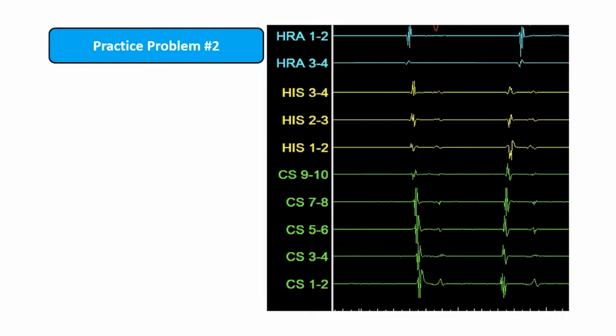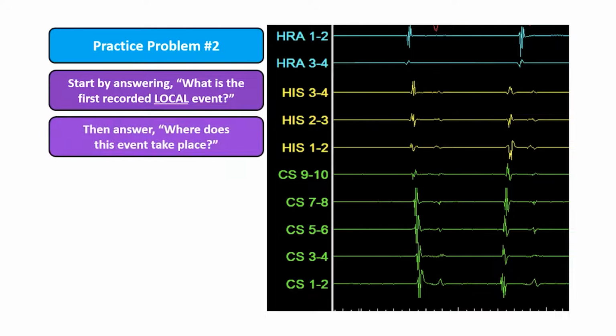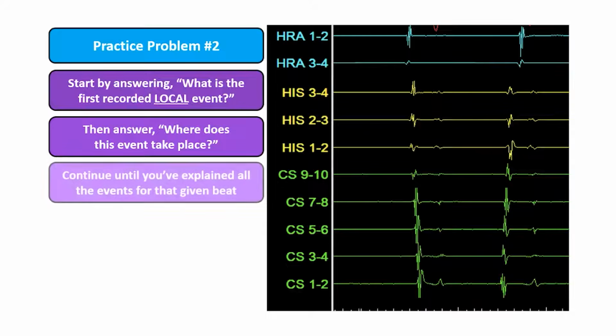All right, good job. So we started off on something easy, and time to practice a little bit more. Here's our next recording, now without the presence of the surface 12 lead and with no RV apical catheter. All right, so start on the left with the first beat and describe that, and then move on to the second beat. What do you see?